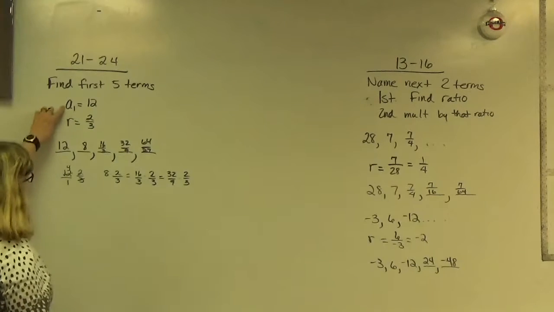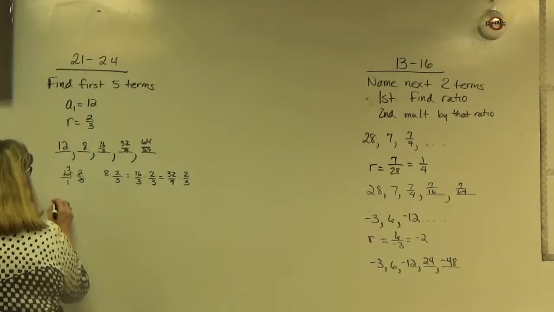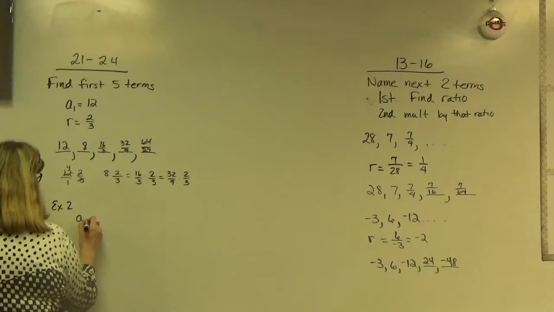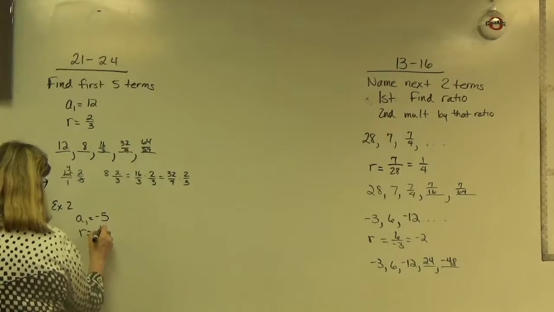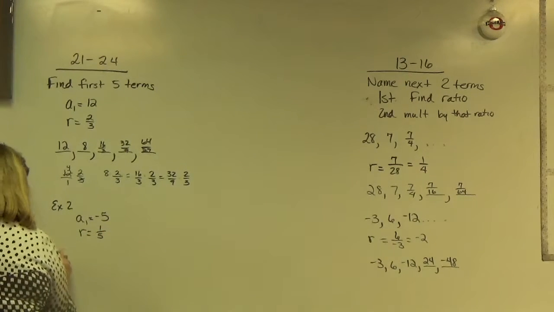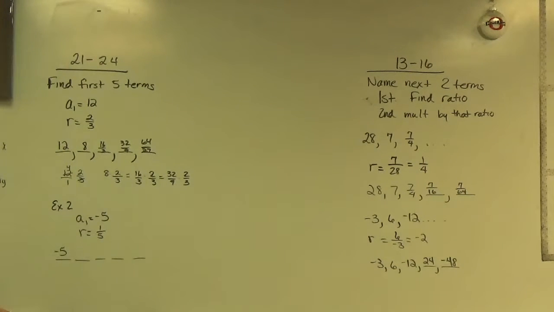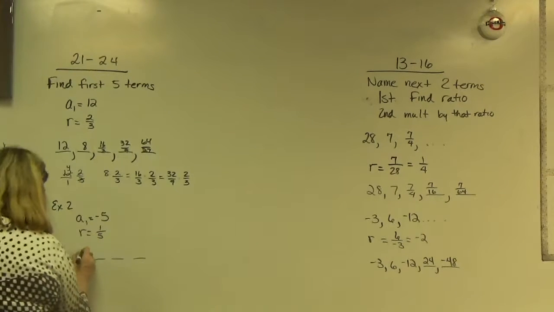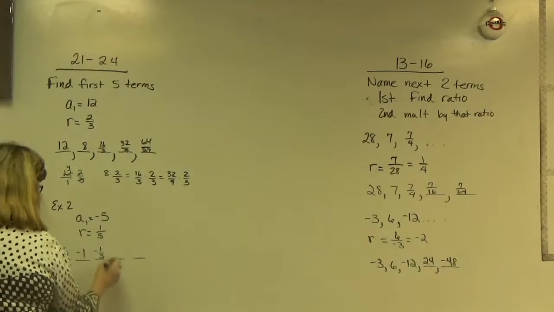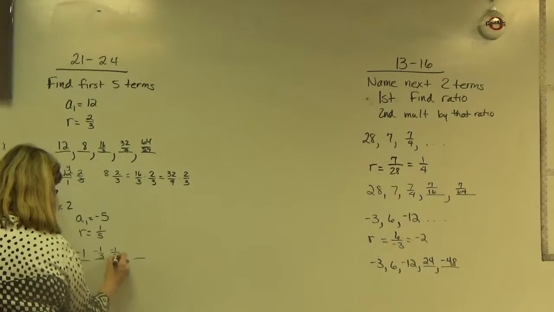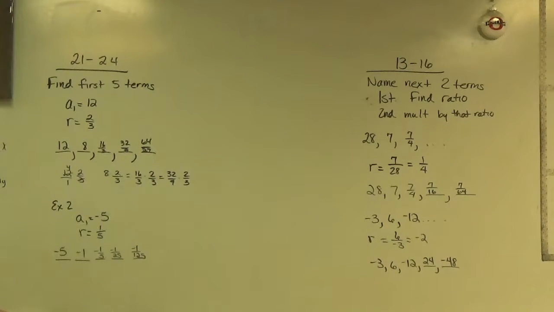So they're going to give you a first term, and they're going to give you the ratio. Another example, you probably don't need to write down, but here's another one. We'll call it example 2. A sub 1 equals -5. Let's make the ratio be -1/5. So what would be my next one? -1. Next one? -1/5. Next one, I'm multiplying by 1/5. Next one? -1. And then we have our first 5 terms.